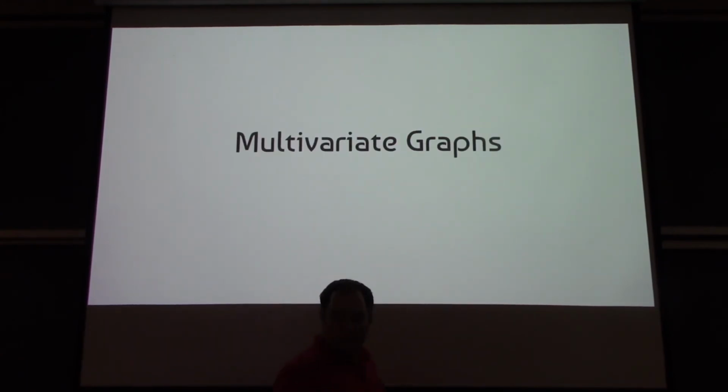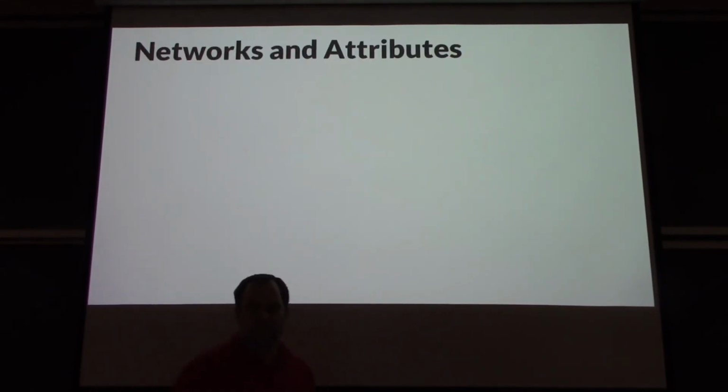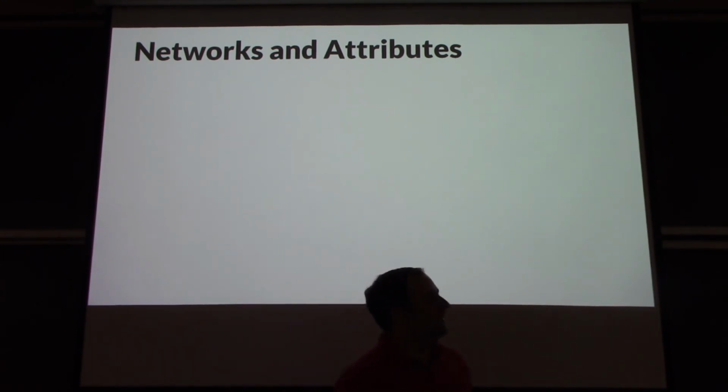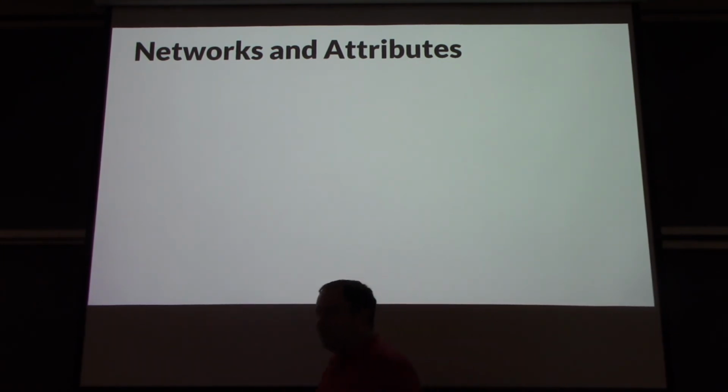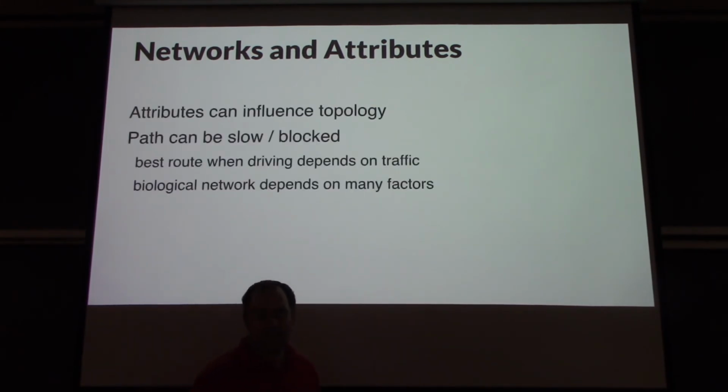So now I wanted to talk a little bit about multivariate graphs. We talked about these attribute-based tasks, and now for the next couple of minutes I want to talk about how we deal with networks and attributes. So attributes can influence the topology.